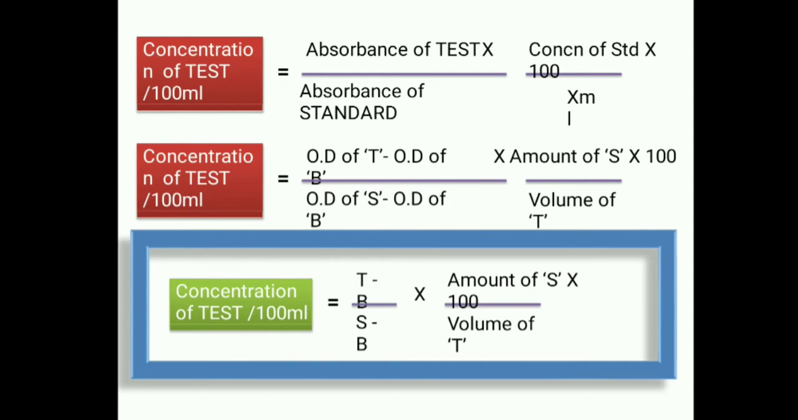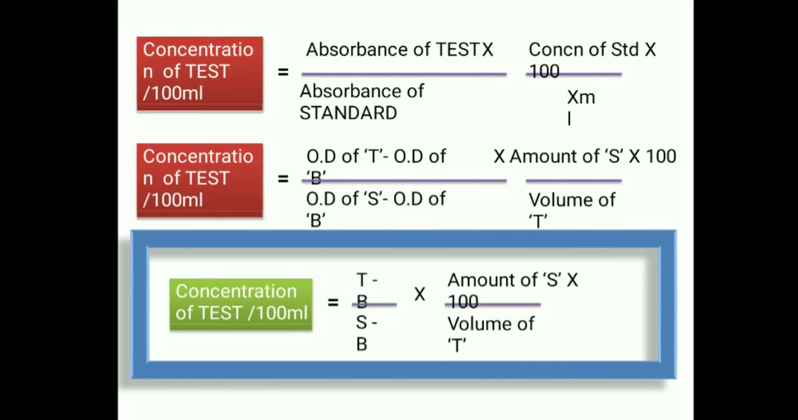So next, we simplify the formula. Concentration of the test per 100 ml is equal to absorbance of the test divided by the absorbance of standard, into the concentration of the standard, into 100 upon x ml. So next we will simplify this formula.